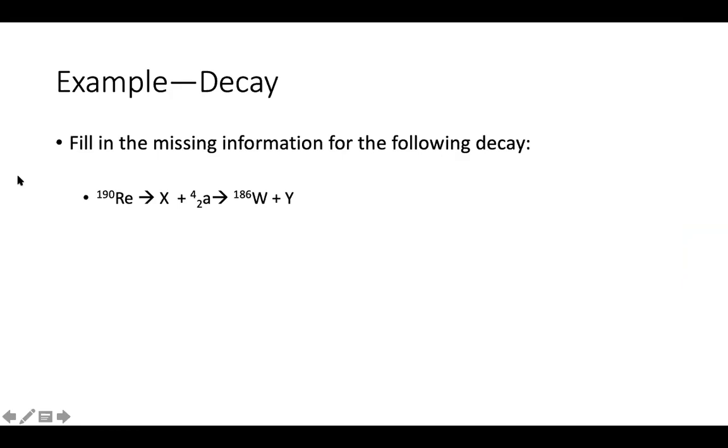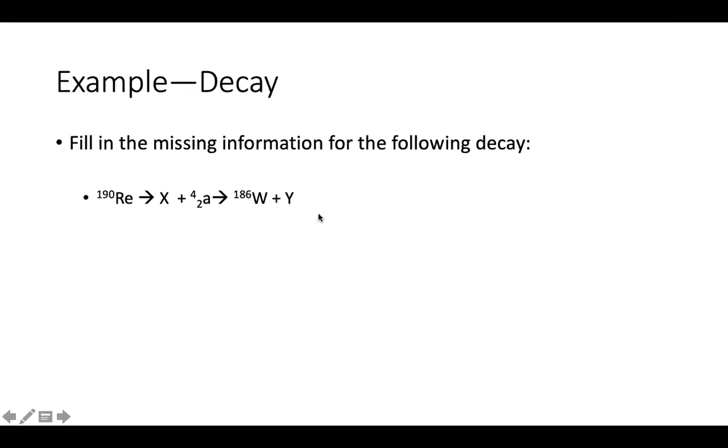Then let's just look at a decay example. I think this is a pretty good example of how you could see decay in a multiple choice question. This is actually kind of two parts, but I'm showing a two-step decay, and I have an X and Y variable. I'm basically asking you to fill in the missing information. So what is X? What is Y? And hopefully W doesn't mess you up. That's an element, that's tungsten.